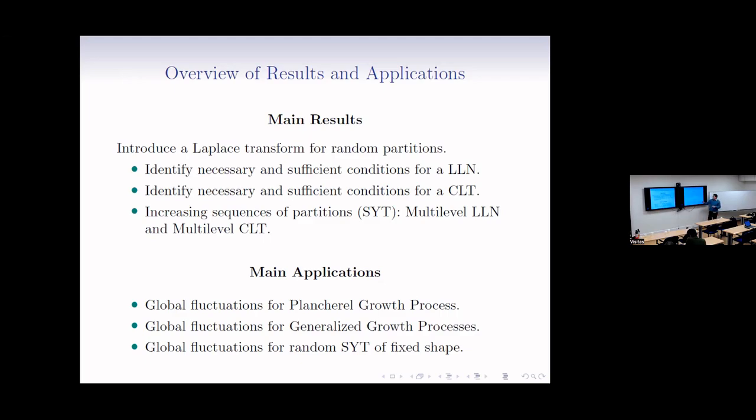So what we're going to do now is as follows. First, we're going to present the result corresponding to the Plancherel growth process with all definitions so that everyone can understand. Then we're going to describe what a central limit theorem and a multi-level central limit theorem look like. And finally, just as a final example, we're going to describe the last result.